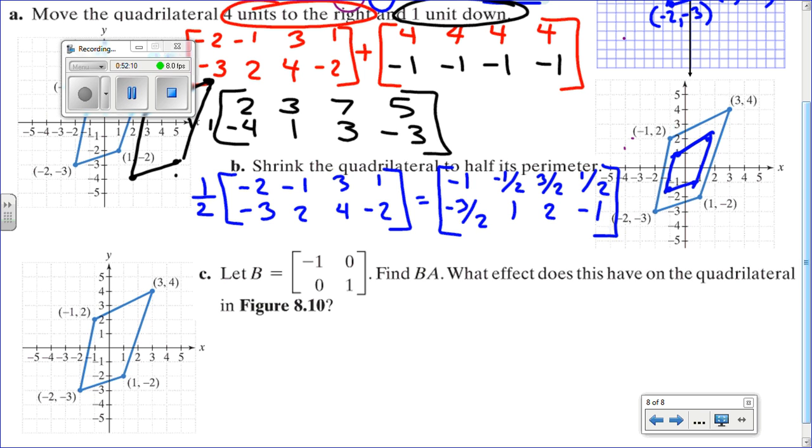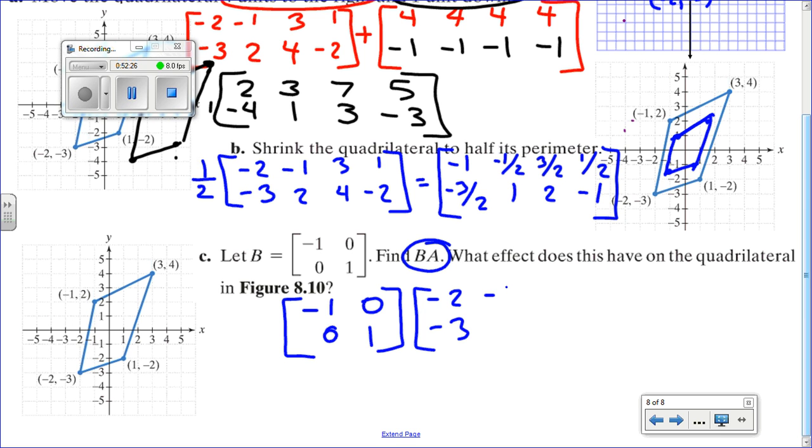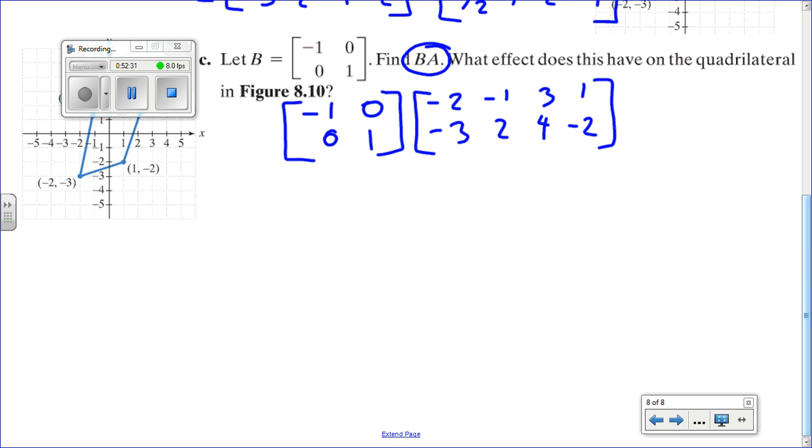Okay, and then the very last one, we're going to multiply BA. So matrix A is -2, -3, -1, 2, 3, 4, 1, -2. So remember, this is a 2 by 2 and this is a 2 by 4. Can we multiply it? Yes. Maybe you didn't want to, but yes, we can. And the resulting matrix will be a 2 by 4.